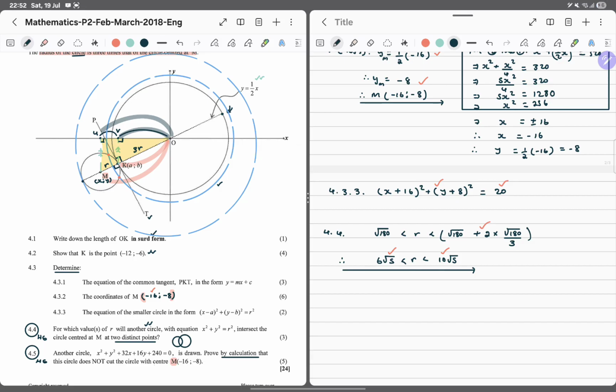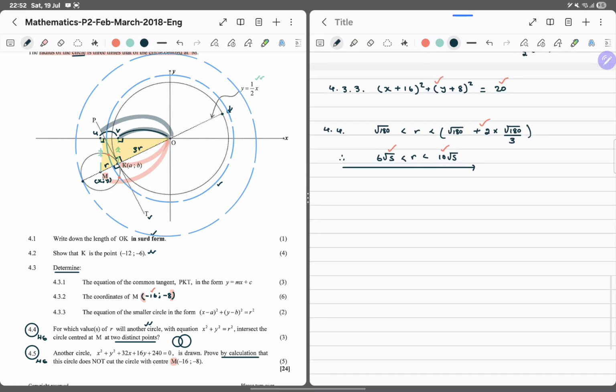So it says, okay, we have enough space here. 4.5 says another circle, x squared plus y squared plus 32x plus 16y plus 240 equals 0, is drawn. Prove by calculation that this circle does not cut the circle with center M. Okay, how will we prove it? We need to show this in standard form so that we can see how it relates.